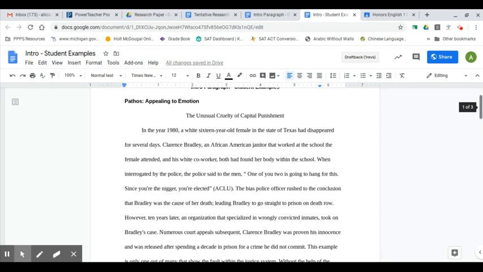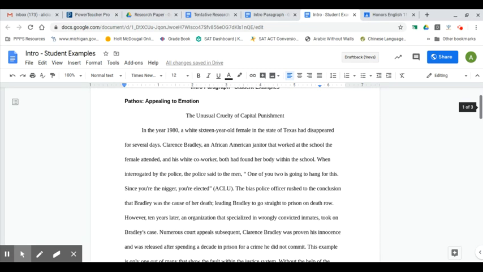In the year 1980, a white 16-year-old female in the state of Texas had disappeared for several days. Clarence Bradley, an African-American janitor that worked at the school the female attended, and his white coworker both had found her body within the school. When interrogated, the police said to the men, "One of you two is going to hang for this. Since you're the N-word, you're elected." The biased police officer rushed to the conclusion that Bradley was the cause of her death, leading Bradley to go straight to prison on death row.